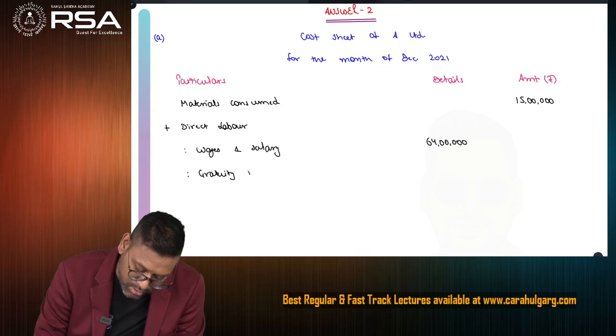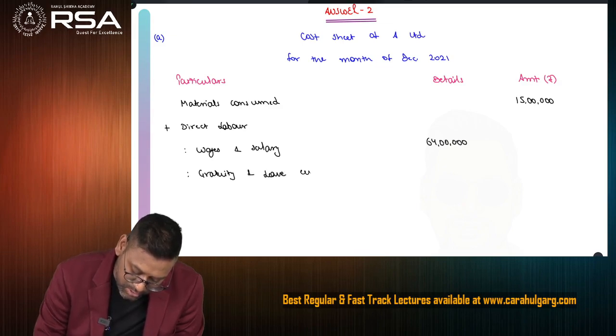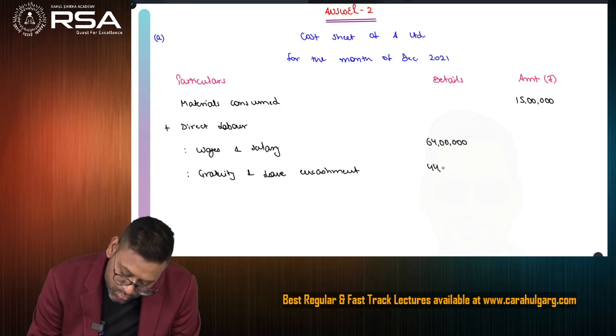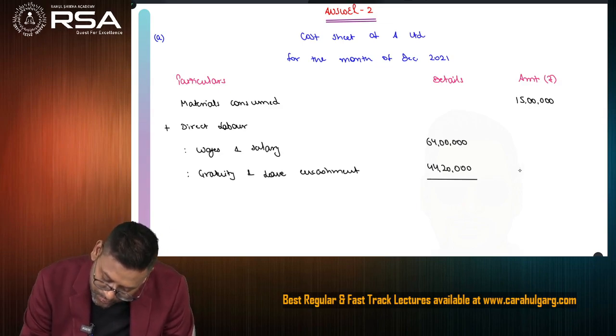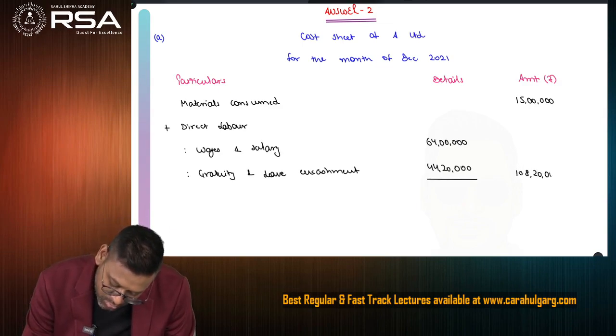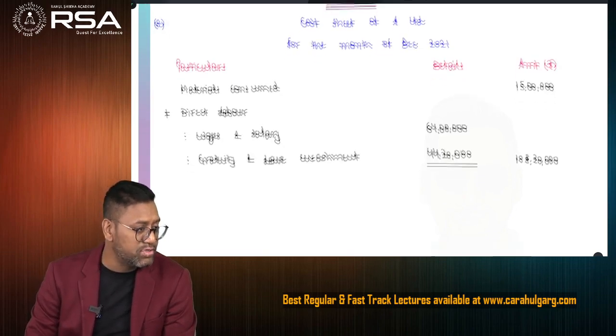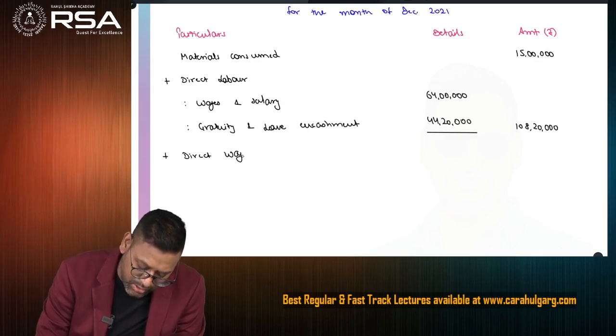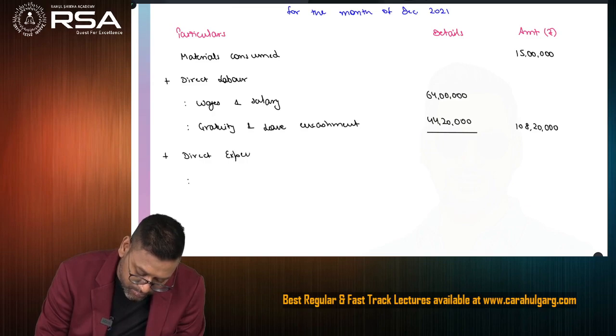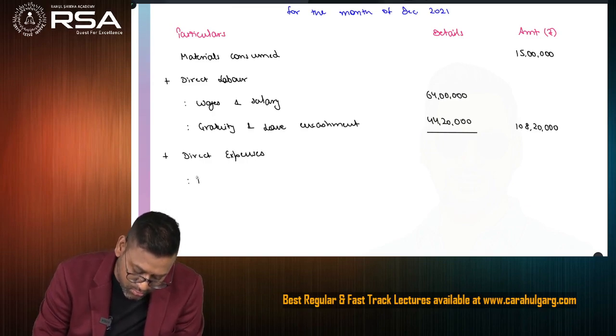Gratuity and leave encashment, 44 lakh 20,000. So 108 lakh and 20,000 comes in the outer column. Then we talk about the direct expenses. There were 3 direct expenses. Number 1, first of all, was power consumed.